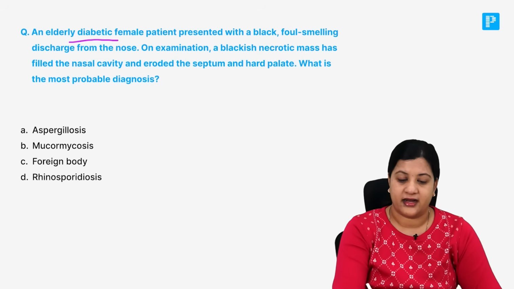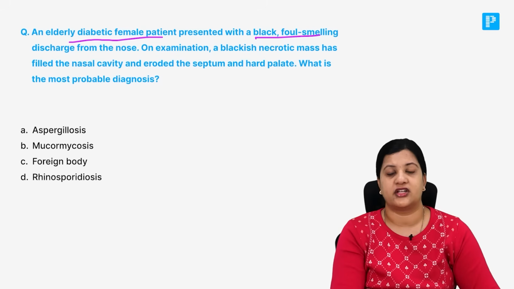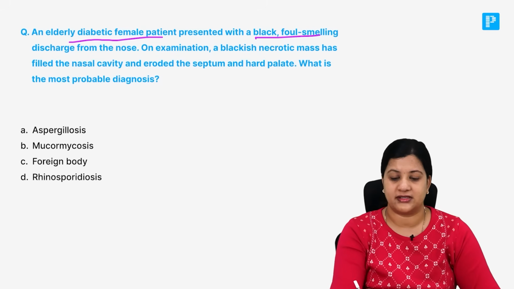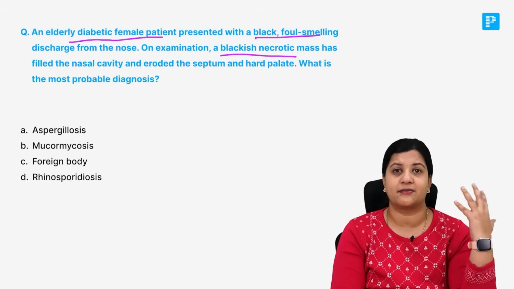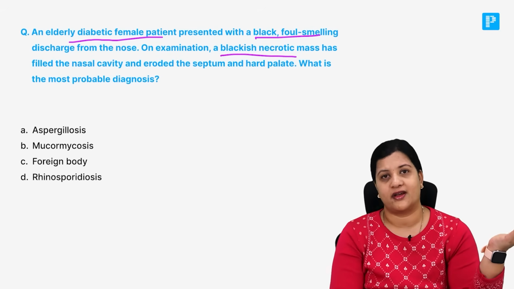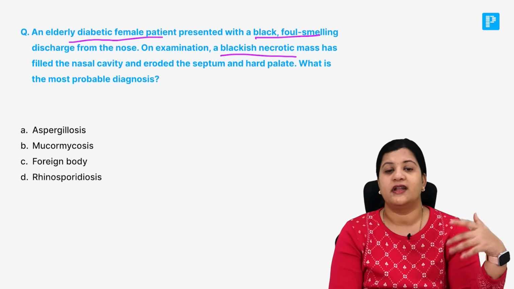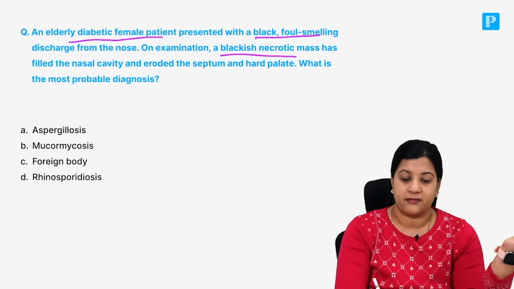We have an elderly diabetic female who's presenting to you with a black foul smelling discharge from the nose, and on examination there's a blackish necrotic mass. So whenever we hear this word black necrotic mass, there's something that strikes to our brain, and we know that for sure it has to be an invasive fungal infection, commonly mucor. But then let's just read the question further. It has eroded the septum and hard palate.